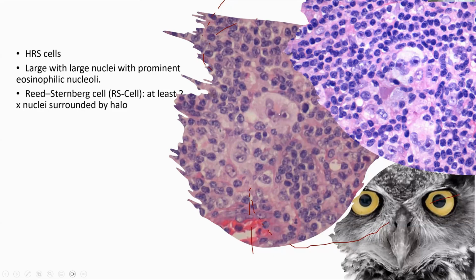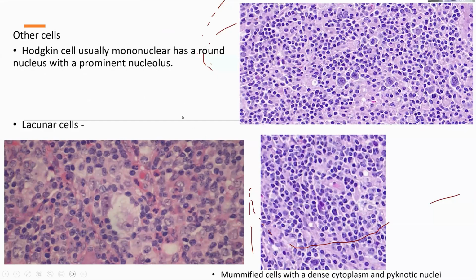They will have large nuclei. Usually the ideal one has 2 nuclei, but it can have more. And the nucleoli are red and staring at your eye, what we call an owl eye appearance. So this is the classic picture of a Hodgkin Reed-Sternberg cell.